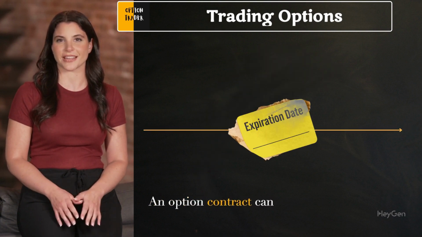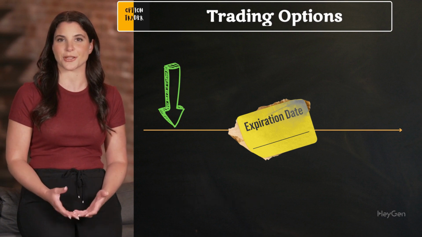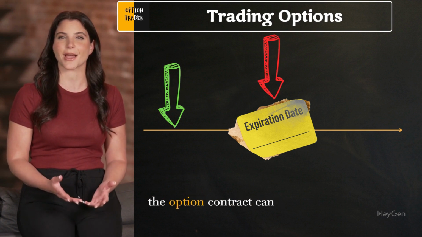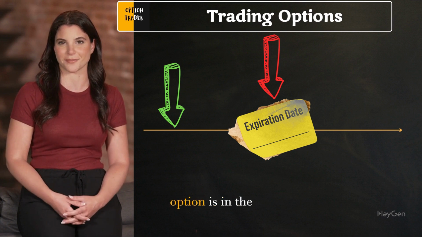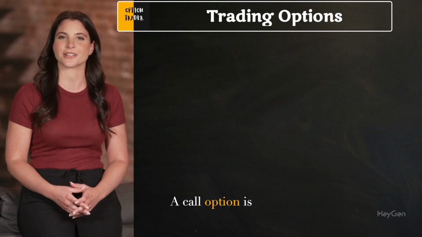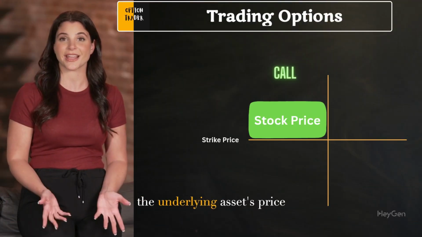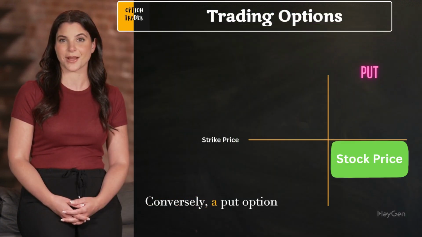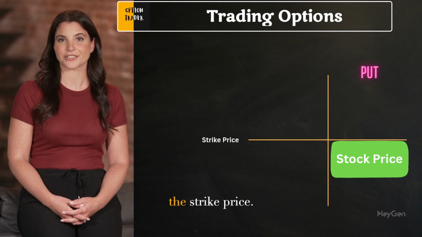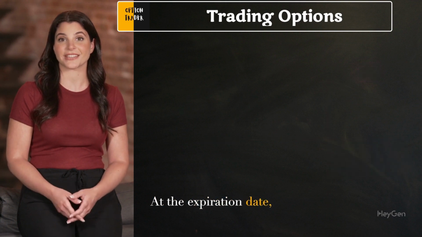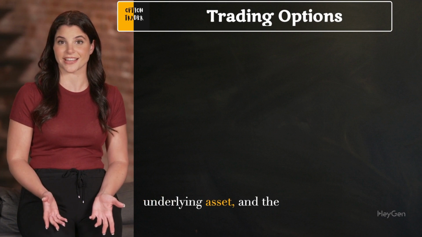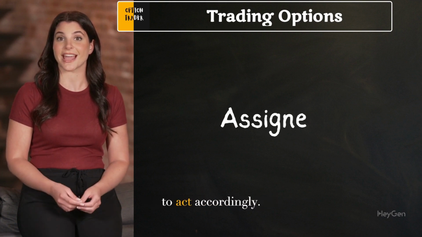An option contract can also be exercised before or at the expiration date. Before the expiration date, the option contract can be offset if the option is in the money. A call option is in the money when the underlying asset's price exceeds the strike price. Conversely, a put option is in the money when the underlying asset's price is lower than the strike price. At the expiration date, the option holder can exercise the right to buy or sell the underlying asset, and the option writer is assigned to act accordingly.